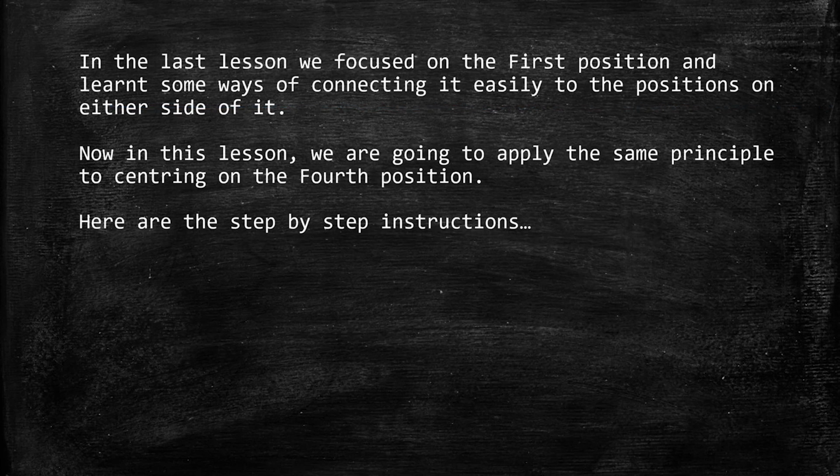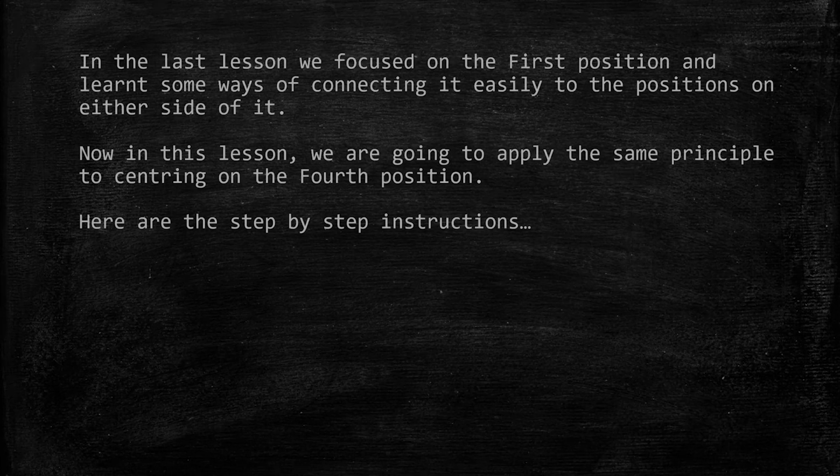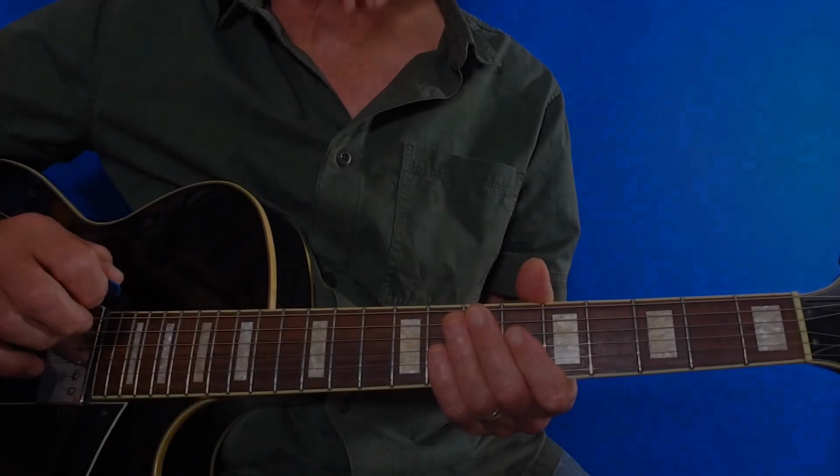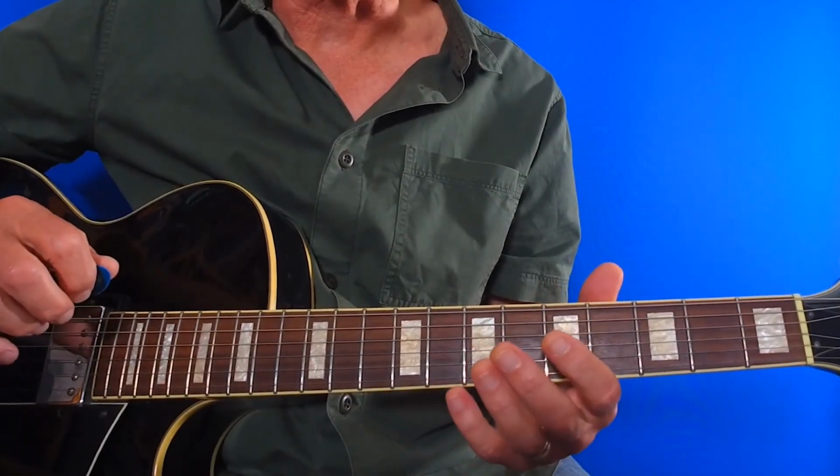In the last lesson, we focused on the 1st position and learnt some ways of connecting it easily to the positions on either side of it. Now in this lesson we're going to apply the same principle to centering on the 4th position. Here are the step-by-step instructions. For this lesson we're going to work in the key of E.